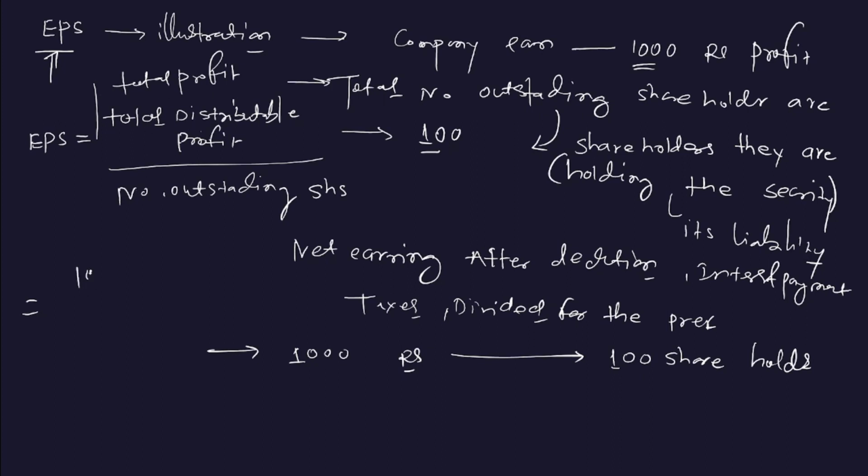Now calculate it. Total profit 1000, total number of outstanding shares is 100. Then do this calculation. 10 per share should be the earning per share. There is no rocket science. It's just a simple calculation. But sometimes you would expect questions on how you calculate the earning per share. Earning means it's a profit after deduction of everything. So total profit divided by the number of outstanding shares or securities.